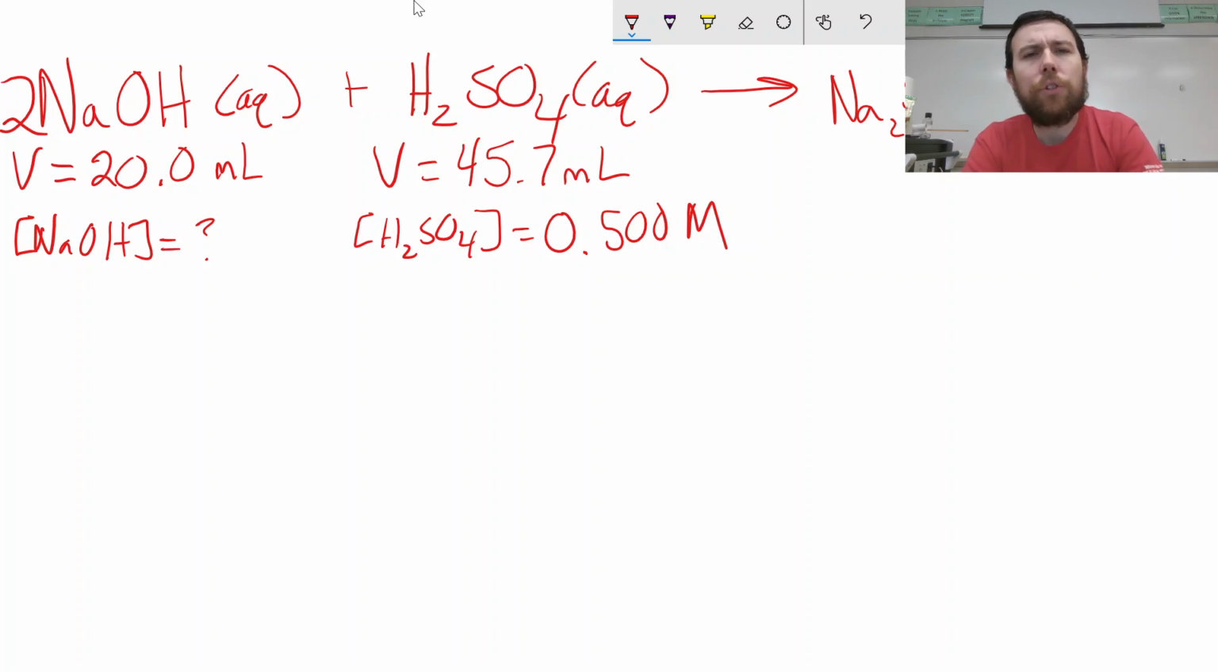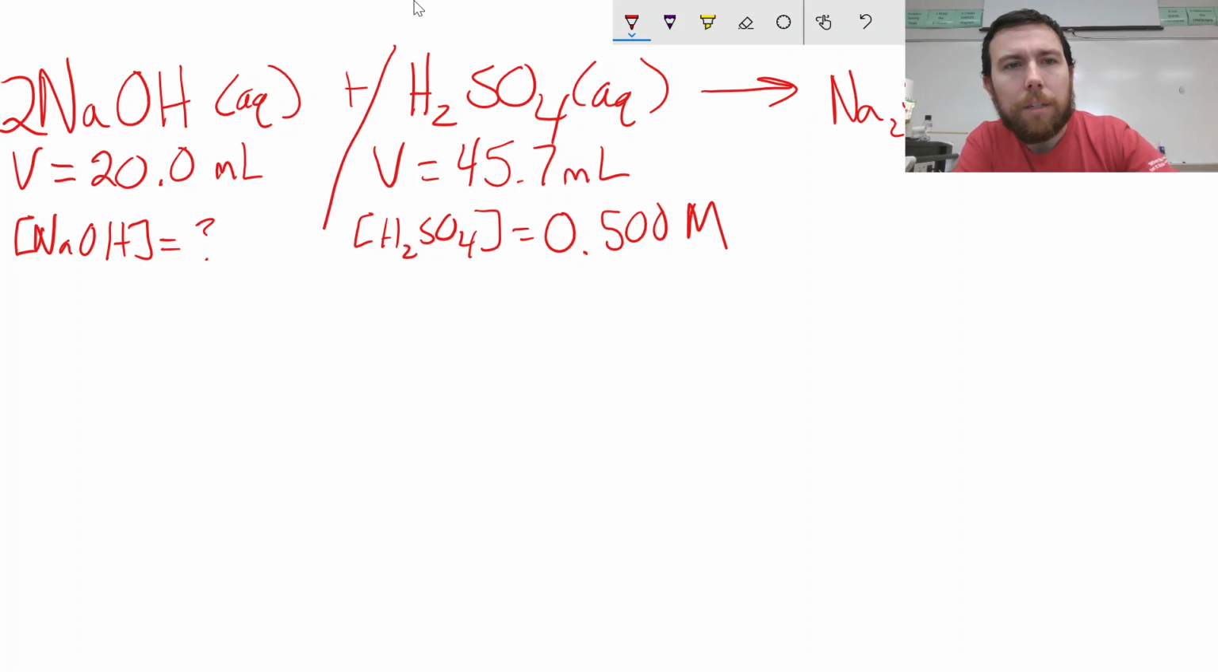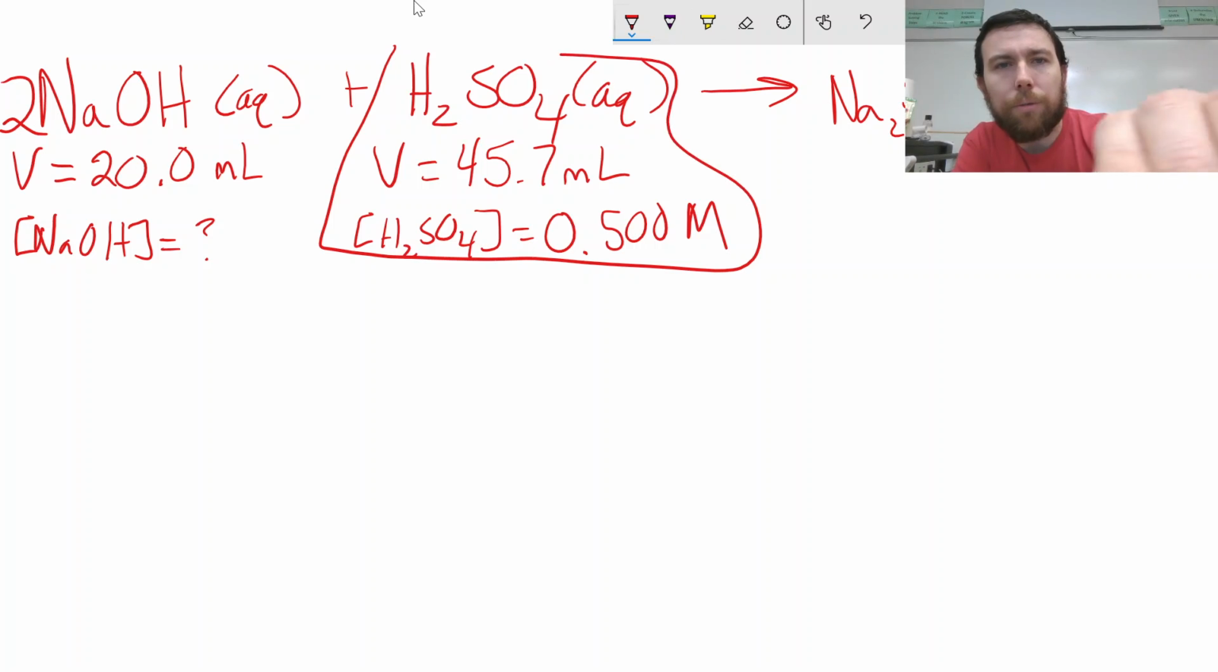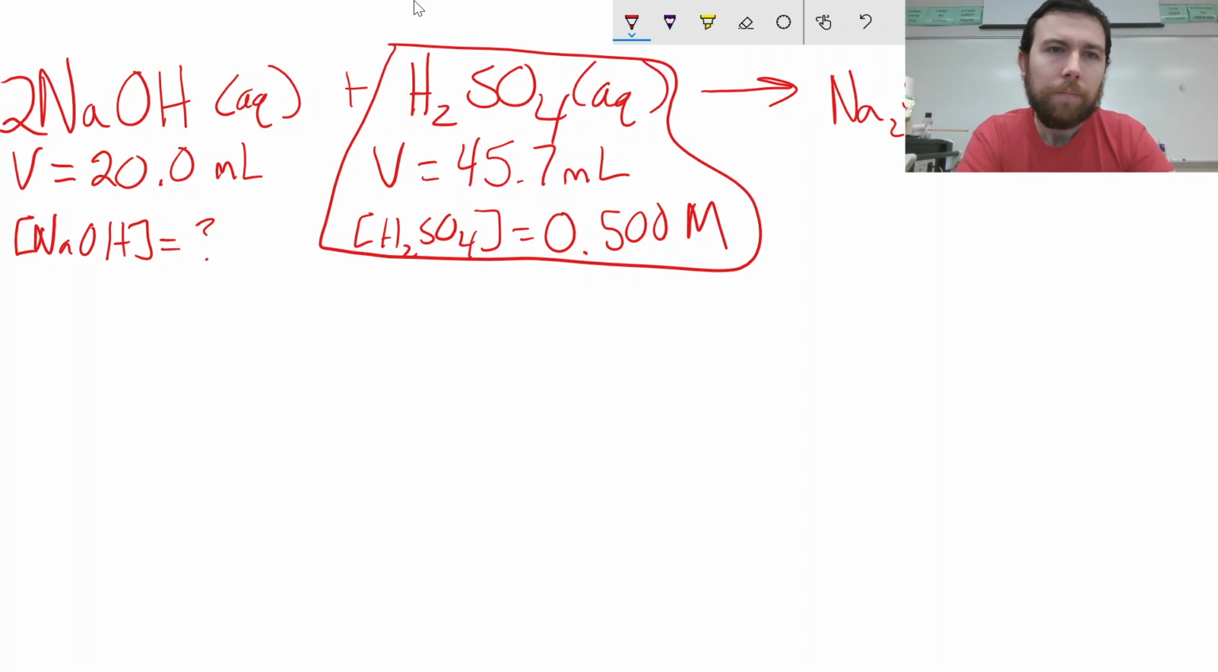Okay, and so as we begin to approach this problem, because we want to end up with the concentration of sodium hydroxide, we're going to start with everything that has to do with our sulfuric acid, right? And I know I've talked about this with you guys in class, so I'm just going to create a roadmap for us before we even do any of the other calculations.